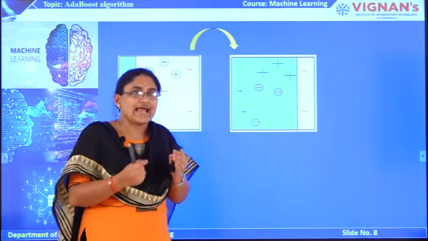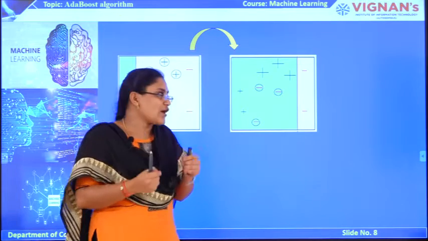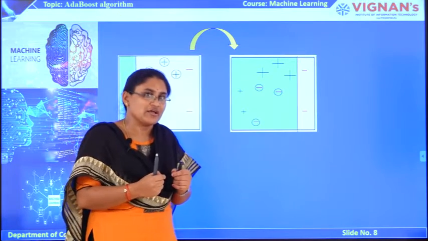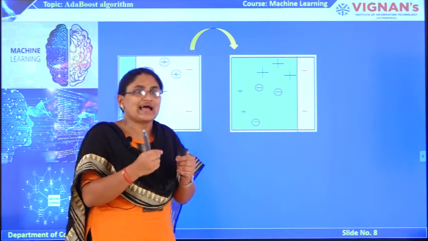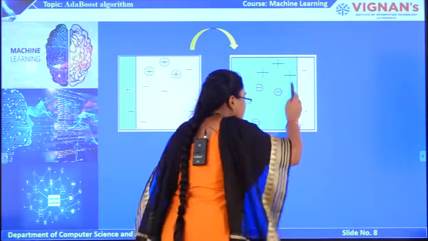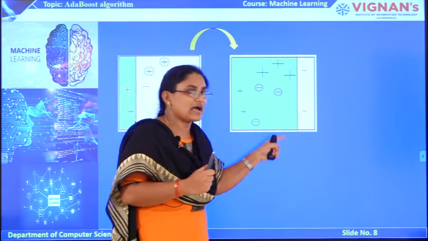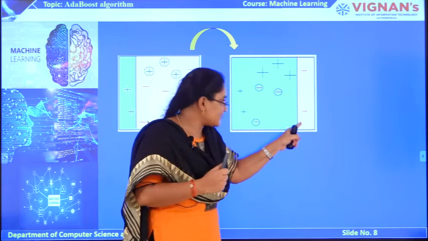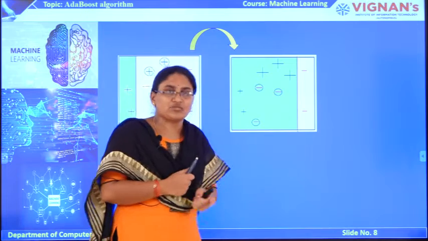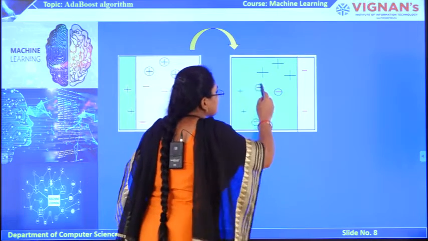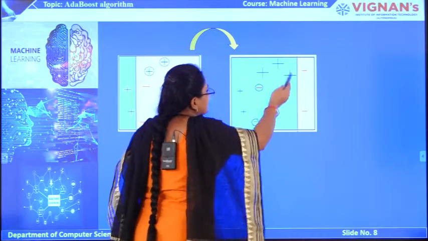When I apply the data stump D2, it also draws one vertical line for the prediction, meaning for rectification of previous misclassified observations. It draws one vertical line on the right side of this box, but here also the vertical line gives a wrong prediction, meaning it misclassifies negative points as positive points. So see here, in this circle we have the negatives. These negatives are classified here as positives.